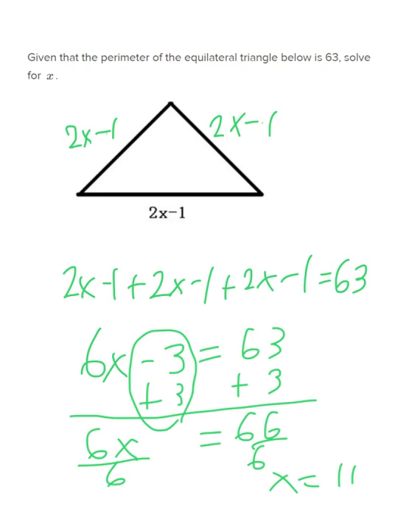But something that's important to understand is that the side here is not 11. X is equal to 11. So if I wanted to take this one step further, and figure out how long each side is, I could go 2 times 11 minus 1, which is 21. So each side of the triangle is equal to 21 units in length.